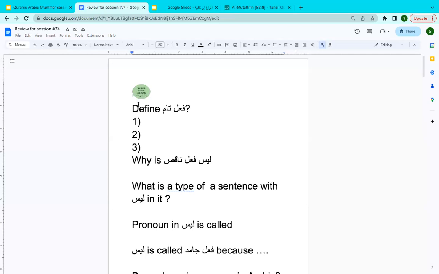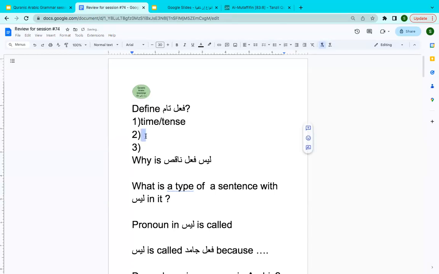A fail tam is a fail that has an action, that has a doer. If it has an action, automatically it will have a pronoun, right? Any fail has a time and a pronoun, okay? So I will write: define fail tam. A fail that has time or tense. It must have time or tense.